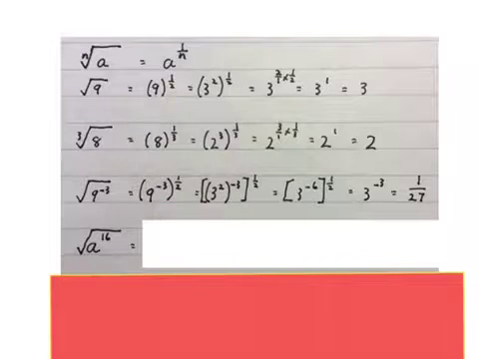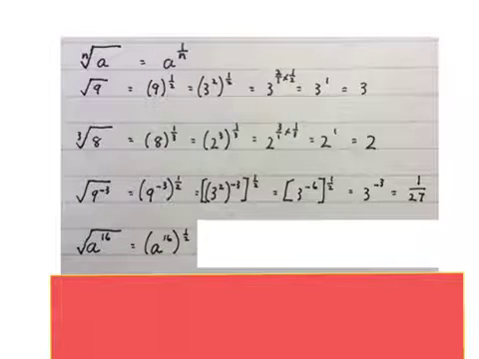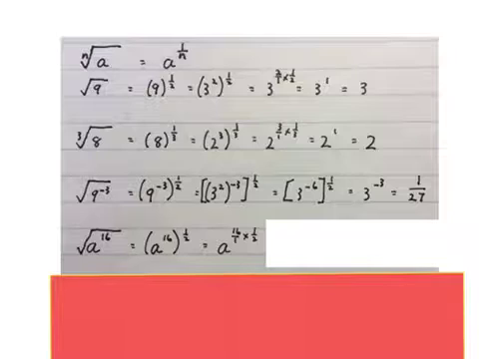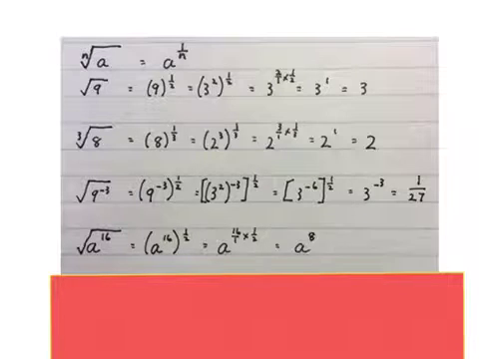Another example is, if I have the square root of 8 to the power of 16, I can write the square root as a power of a half. Then I multiply the 16 and a half, which will give me 8 to the power of 8.